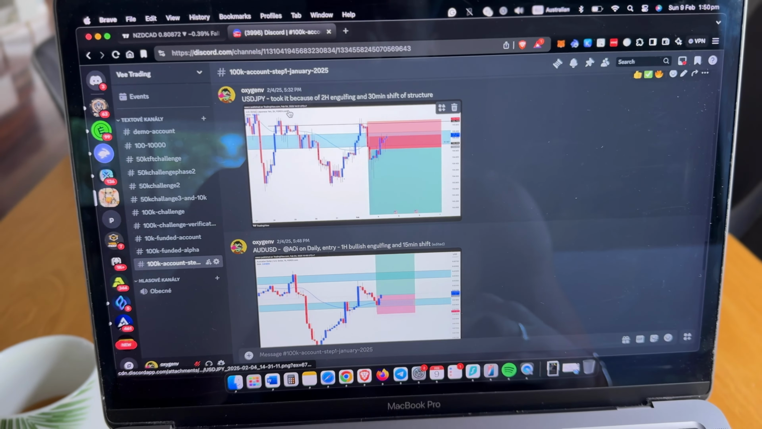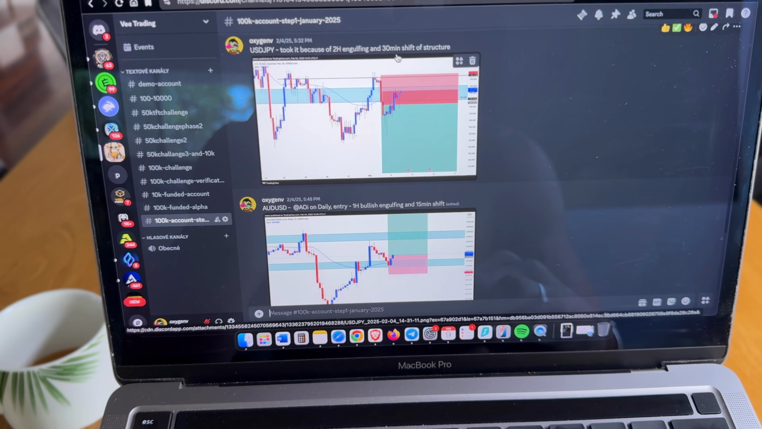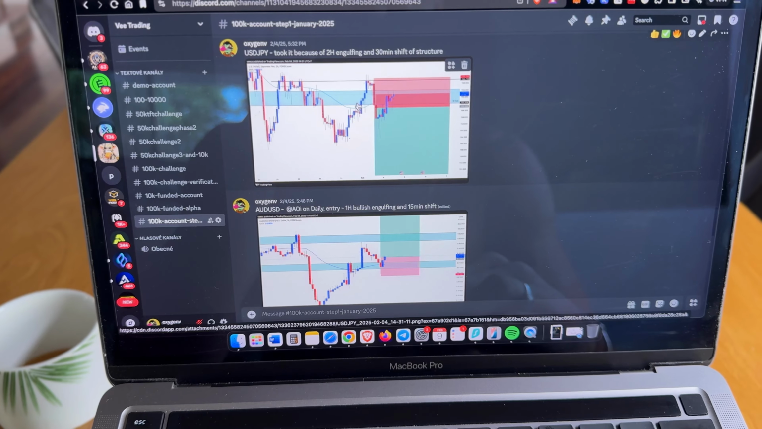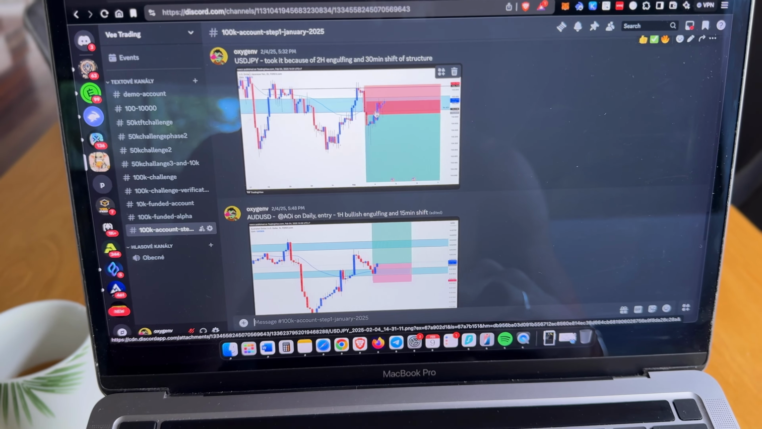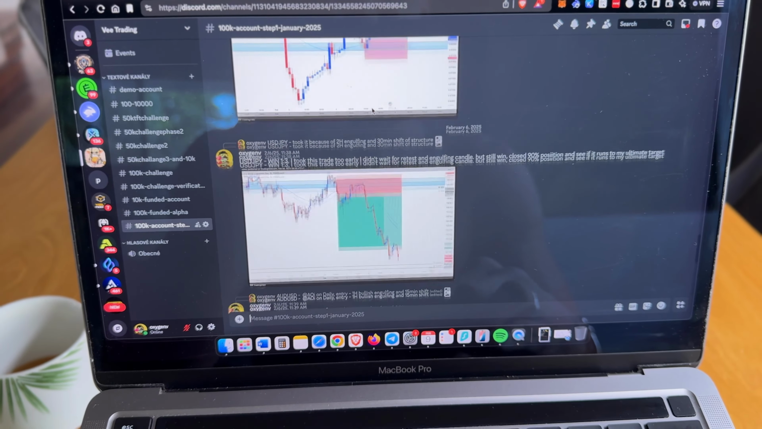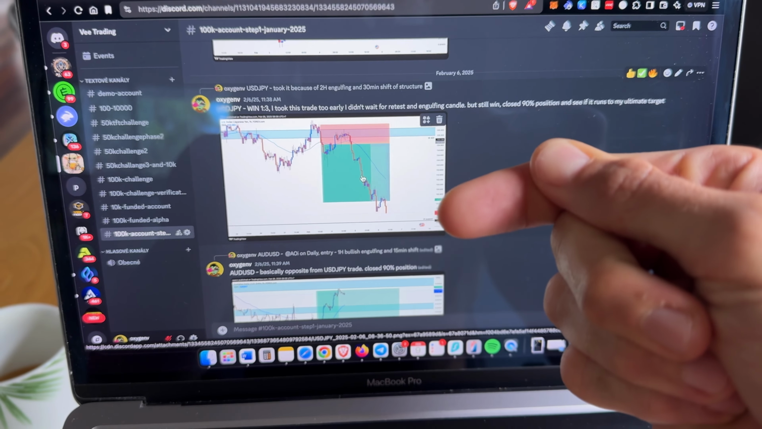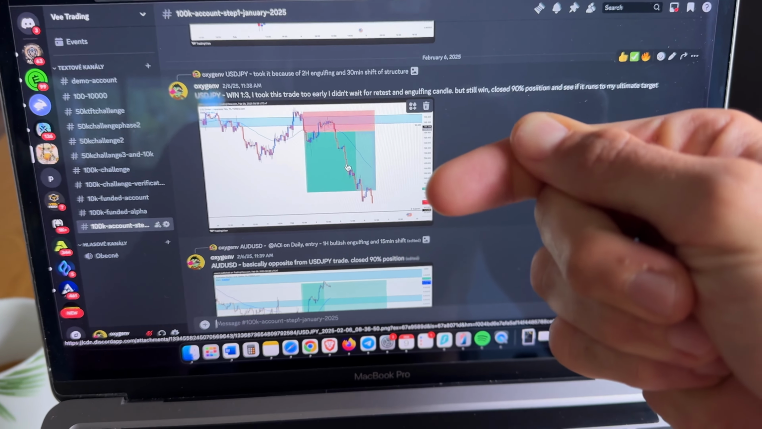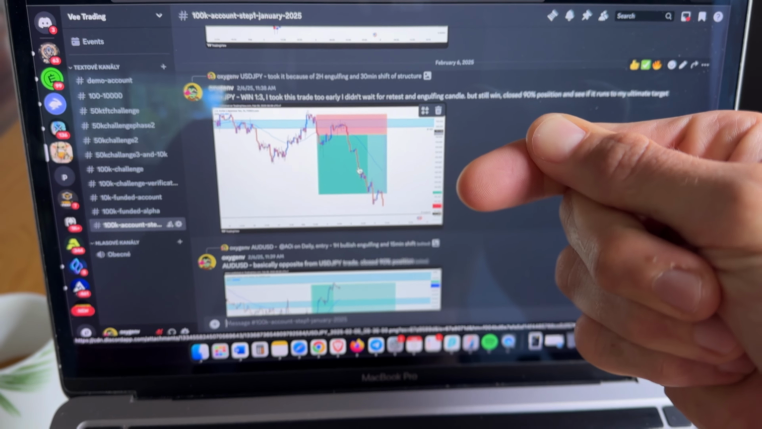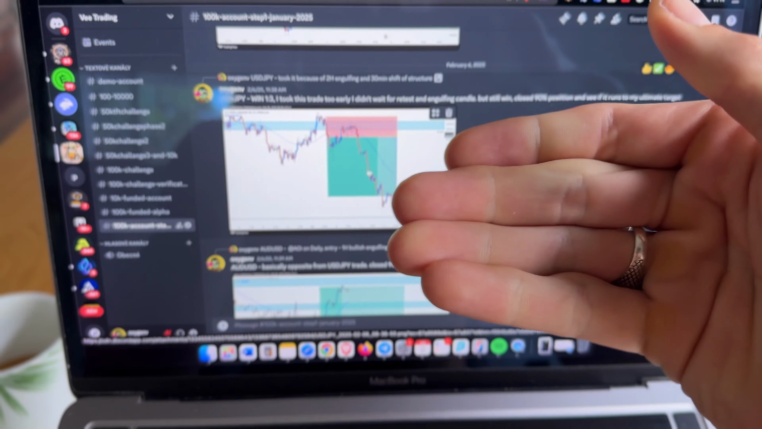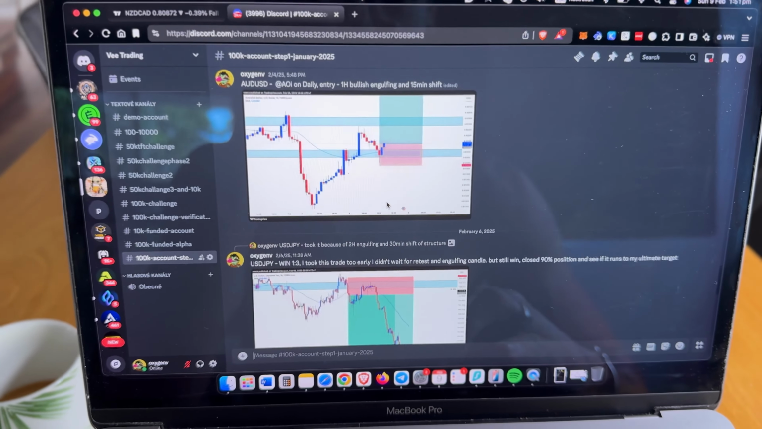So I had a USD JPY, took it because of a 2-hour engulfing and a 30-minute shift of structure. So this will obviously get to my daily resistance, and I took this trade, and this was a winning trade, I believe. Yes, this was winning. This was 1, 2, 3. But I wanted to hold it a little longer, but obviously things change. I think it was already Thursday or Friday, and I didn't want to hold it any longer. So I closed this. It was 1, 2, 3. So a very nice trade.